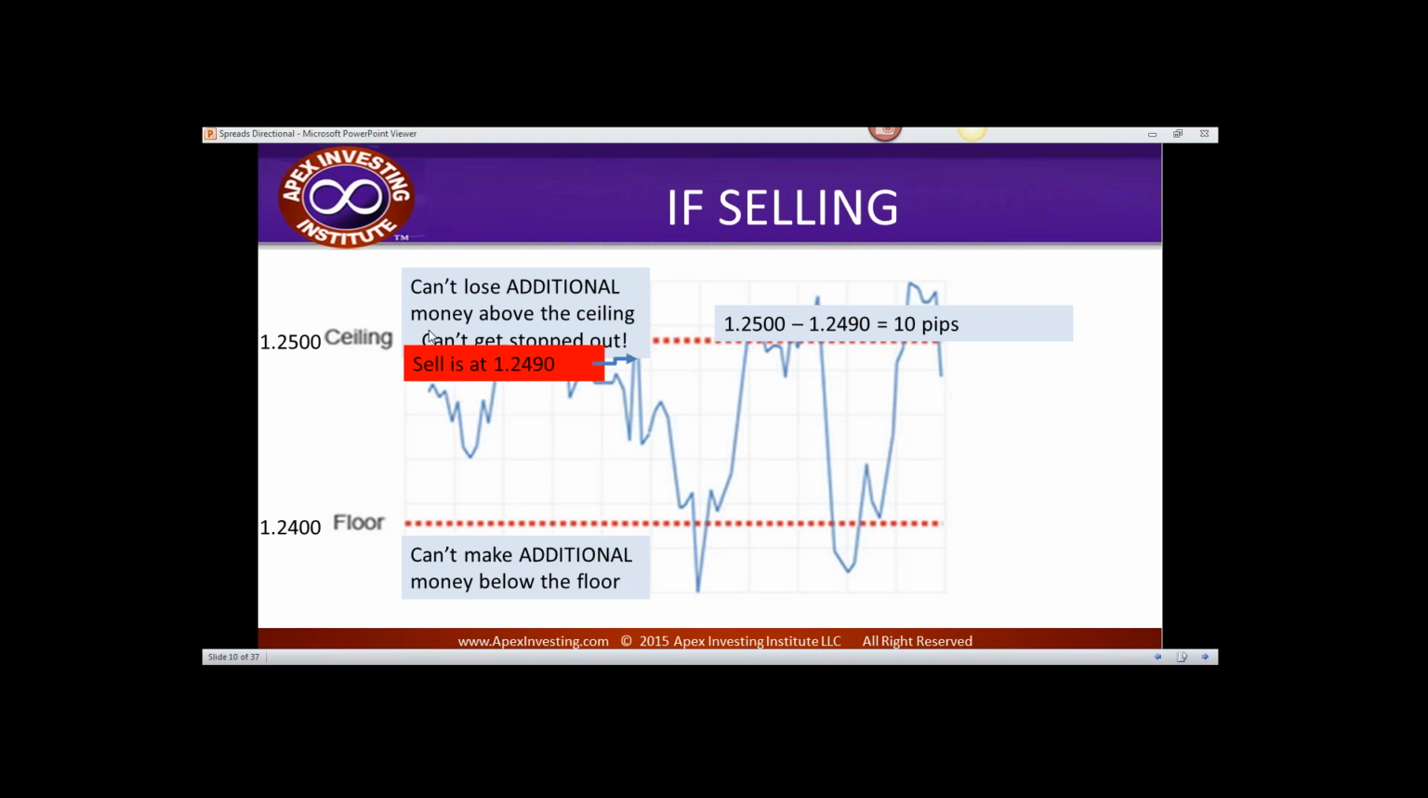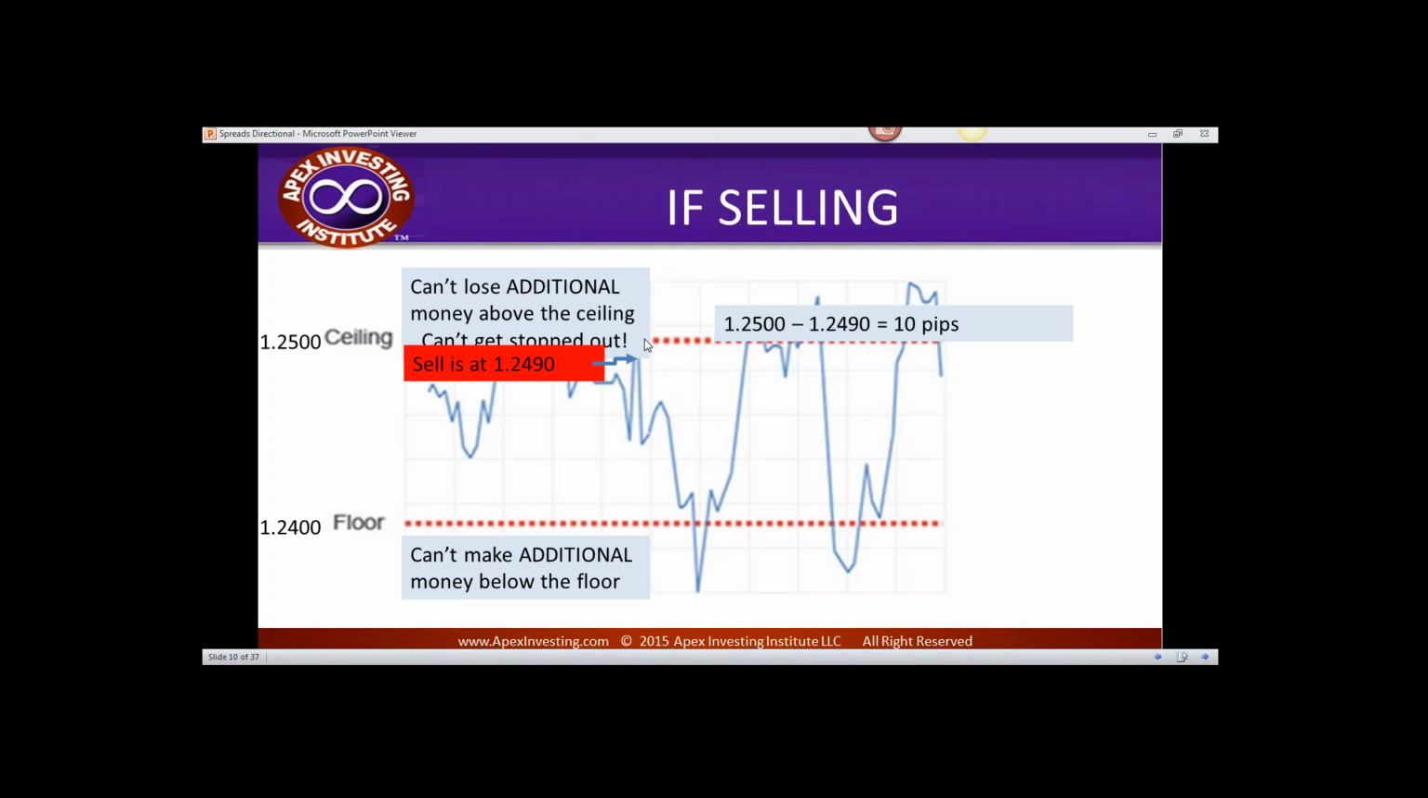Okay? So let's say for this example, we were going to sell at 2,490. It's up here pretty close to the ceiling. If we're selling, we're saying the market's going down. So if we sell at 2,490, we can only make money down to the floor of 2,400. The ceiling is 2,500. We're selling at 2,490. So if we're wrong and it goes up, what's the most we can lose? Where can it go up to, and then that's our max loss.